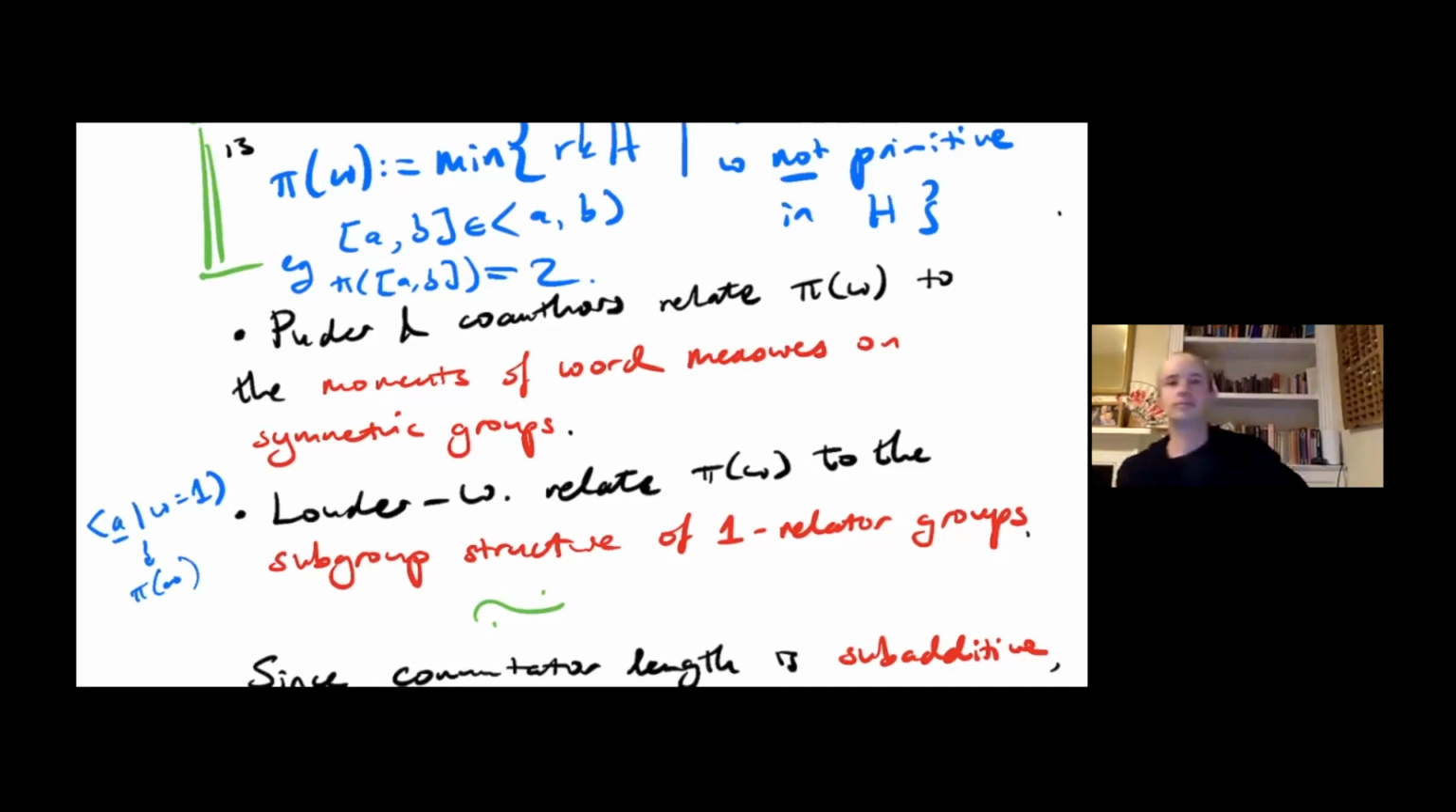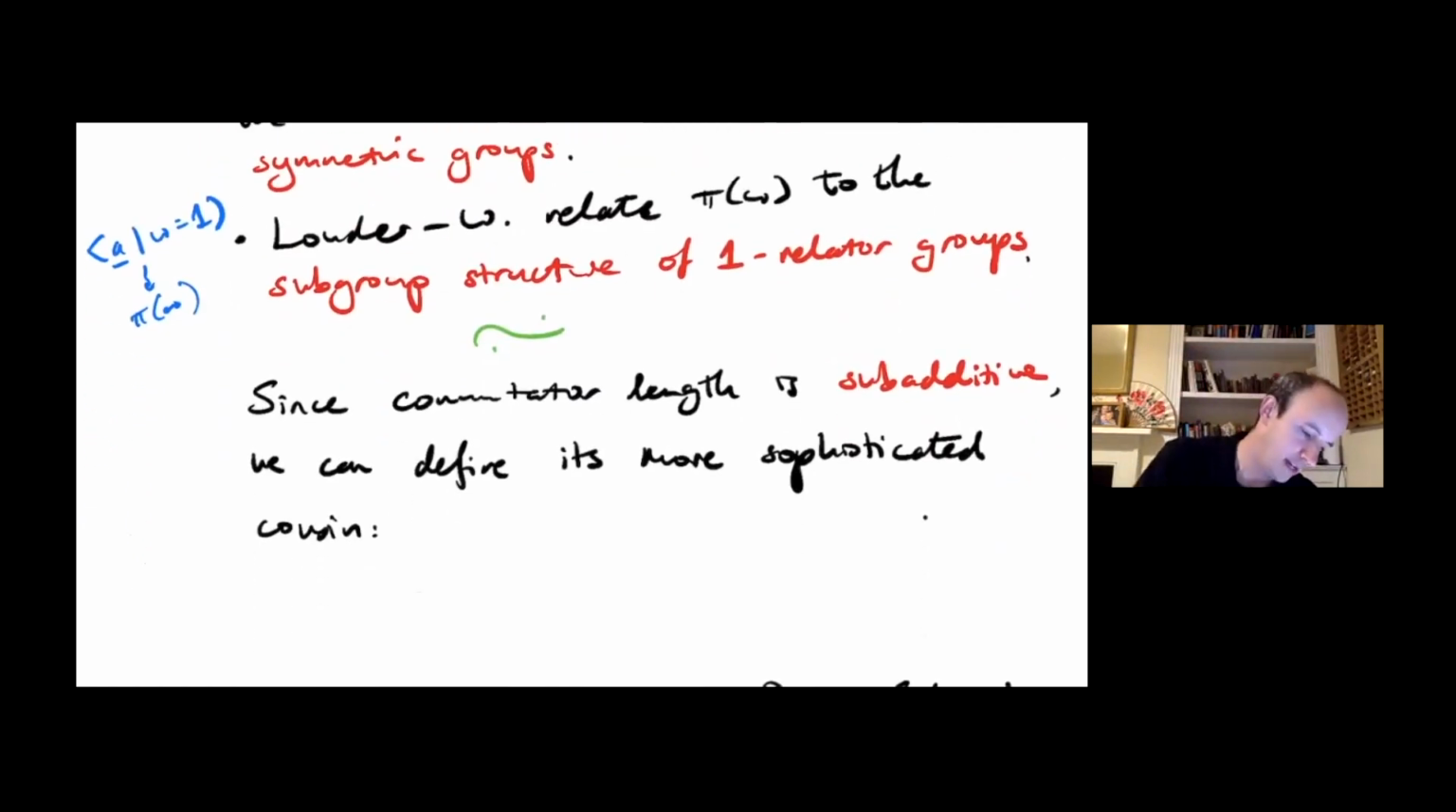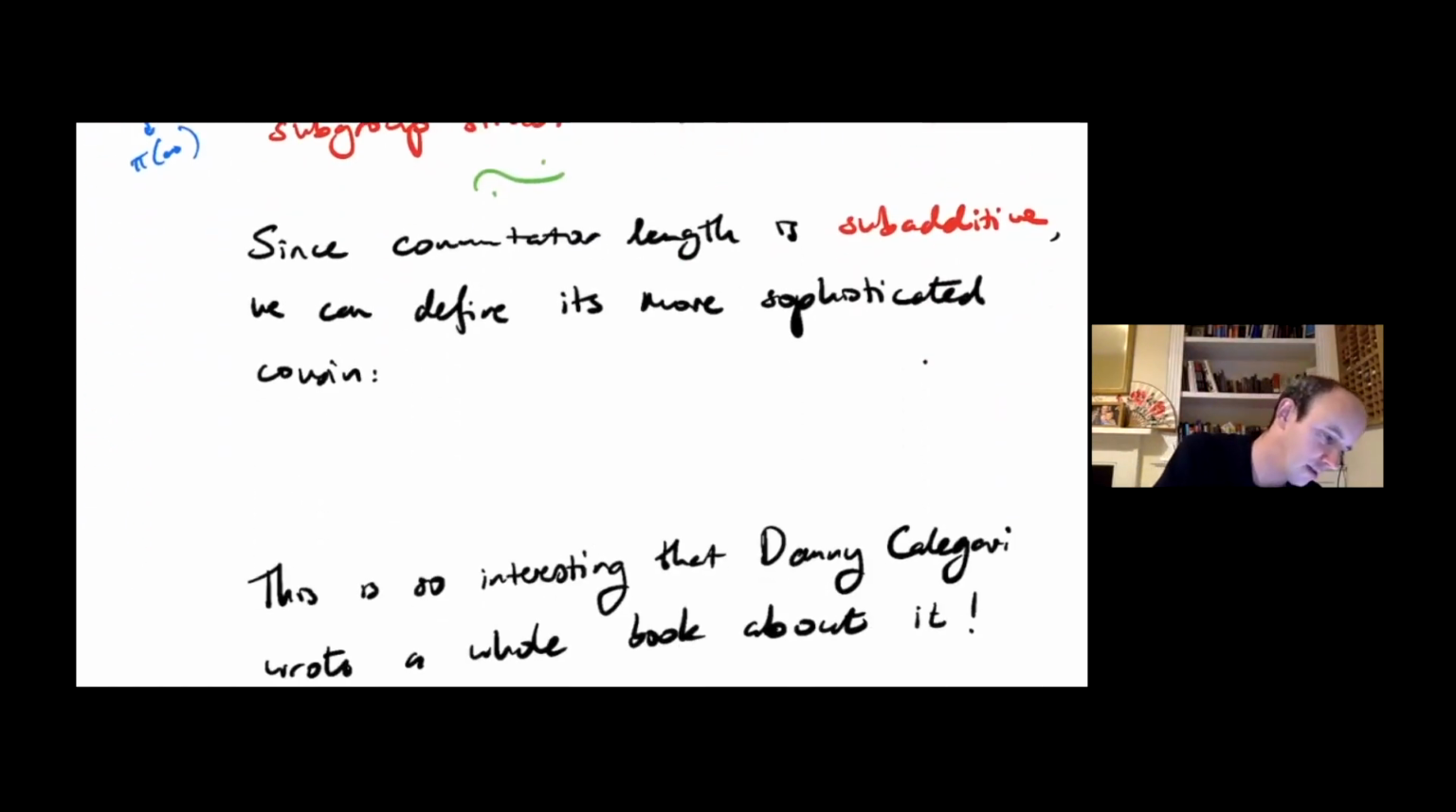Now I want to get more sophisticated, and I want to look at some even more interesting numbers. So first of all, I want to motivate that by talking about commutator length again. If we come back to commutator length, you might have noticed that commutator length is subadditive. So what do I mean by that?